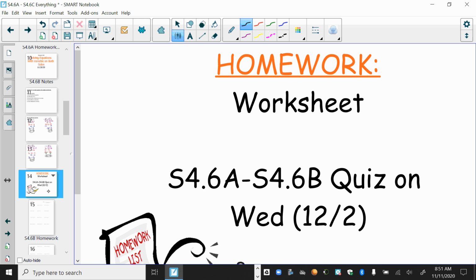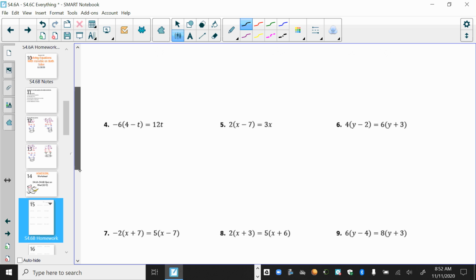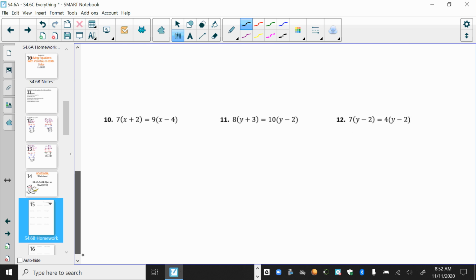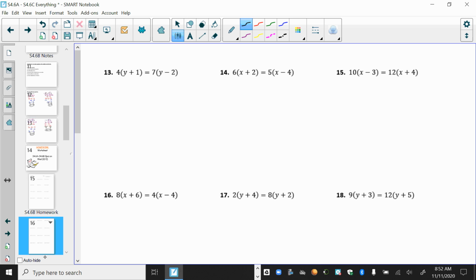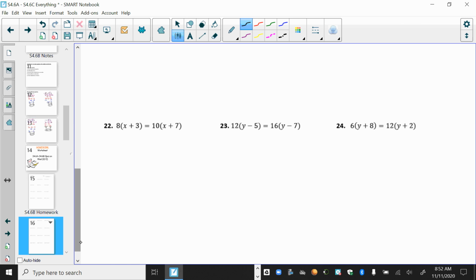Next Wednesday is our next quiz. Here's your homework. It's the 4.6A to 4.6B quiz, all right? Here is your homework. All right, see there, a lot of distributive properties. Show us all of your steps, all right? Next page has more of the same. All right, you get a lot of practice on this. These go pretty fast when you're really focused on it, okay?